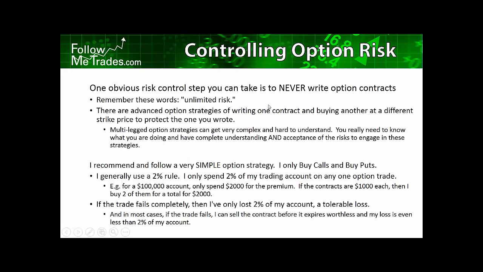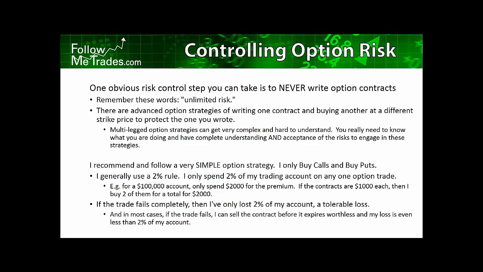One obvious step here, and I know there's a lot of people that write contracts, and there's a good reason for doing it, and they have their methods, and some are good, some are bad. But a way to control risk is to never write contracts. That's an easy step, right? And you'll never have to have those words pop up on your order screen, unlimited risk. And that's what I do.